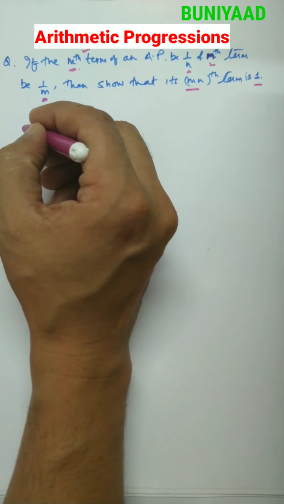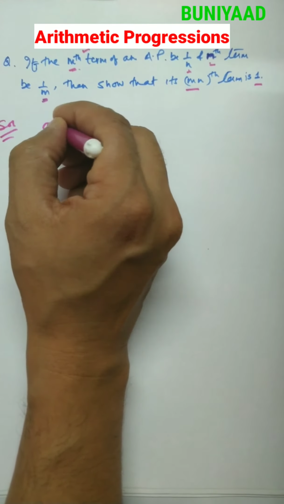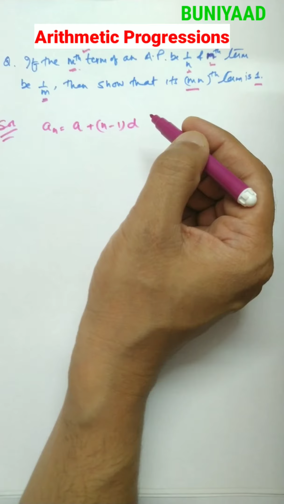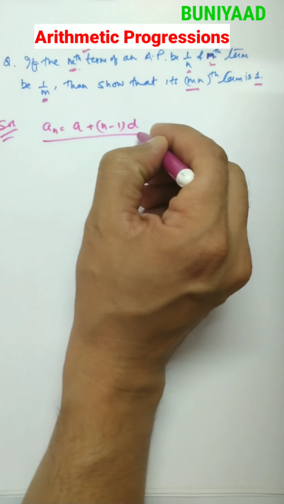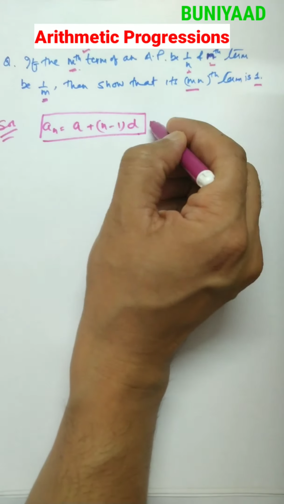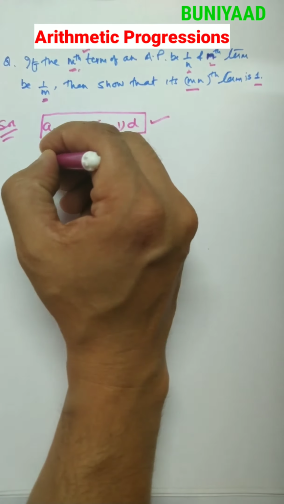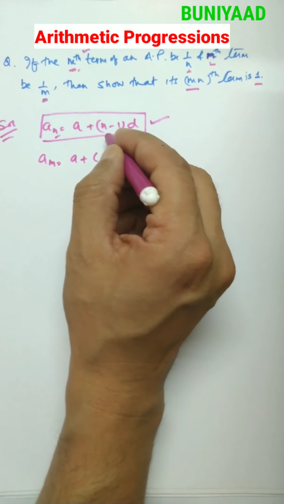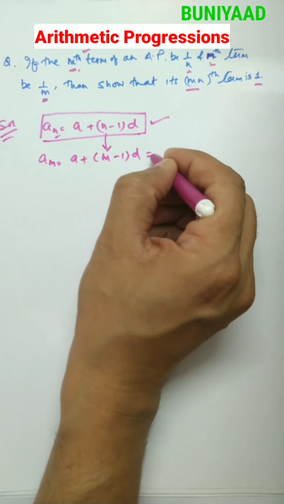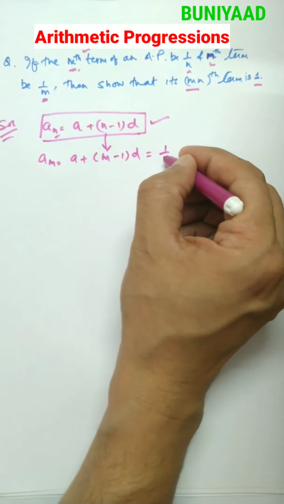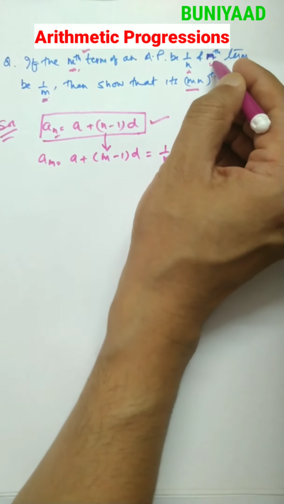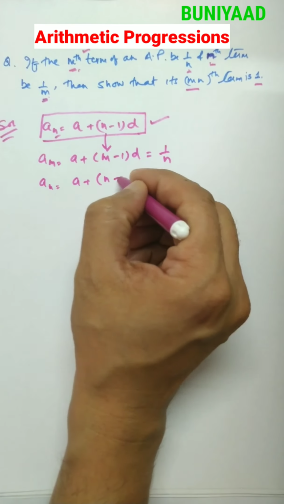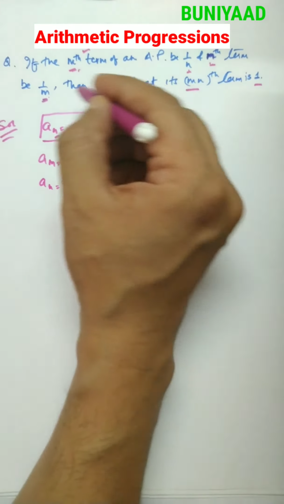You know what is the formula of nth term? Nth term of an AP is a plus n minus 1 d. This is the general formula of nth term. For the mth term, instead of n you have to put m. This will be a plus m minus 1 into d equals, what is this? 1 by n, right? And its nth term is a plus n minus 1 d equals, what is that? This is 1 by m.